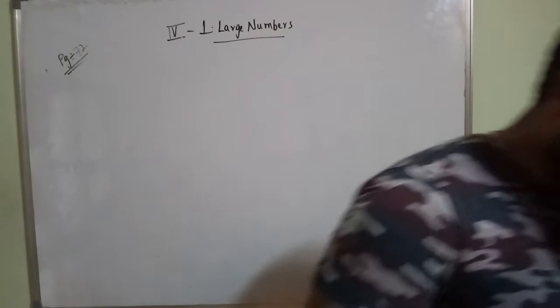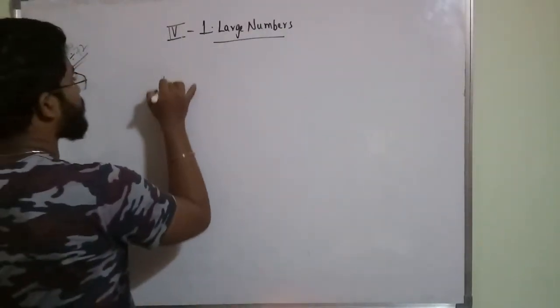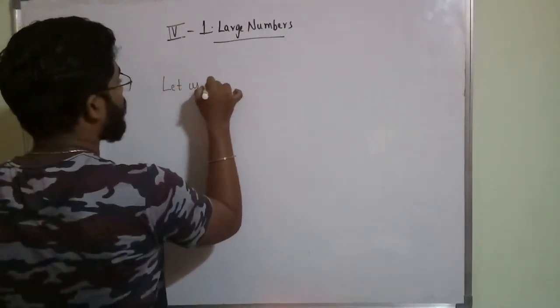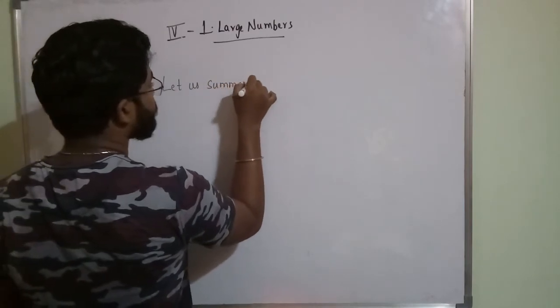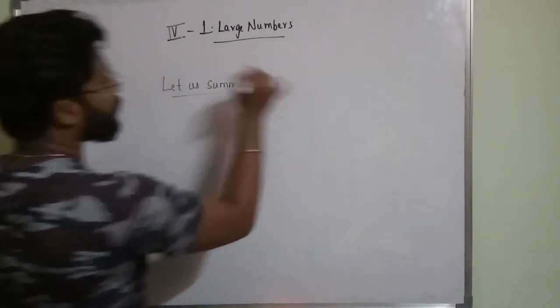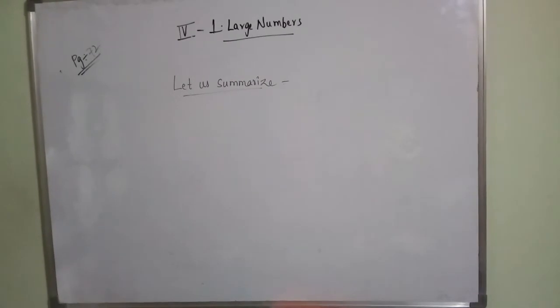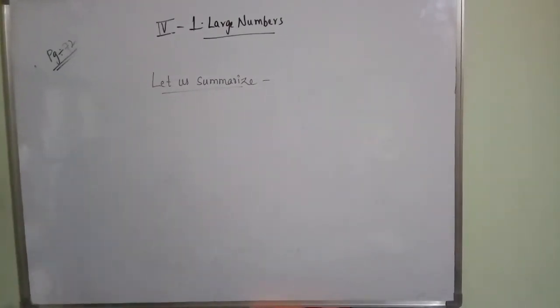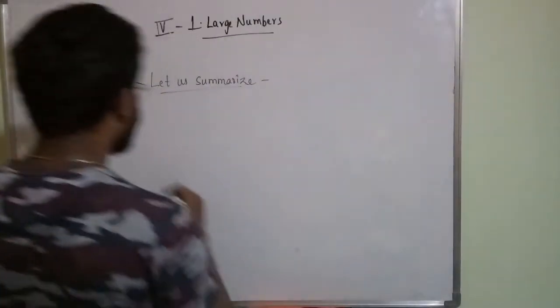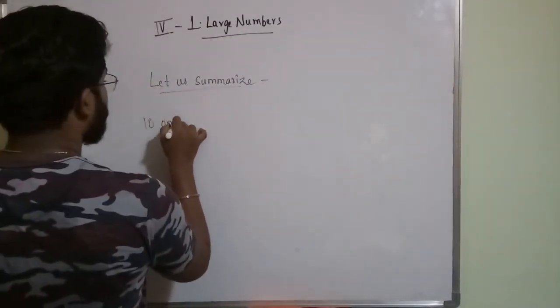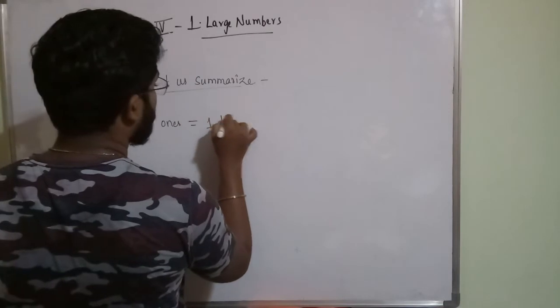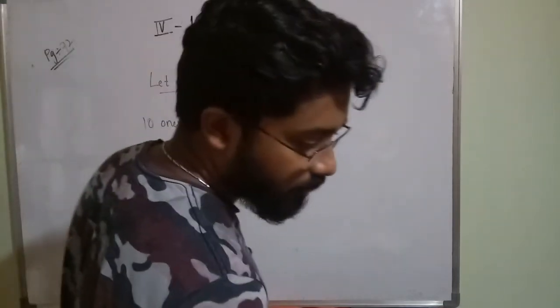Okay, so let us summarize. Below, one box is there, no? Let us summarize. Clear? So look at that box. What you will understand by that? In that box, what is given? 10 ones equal to 110. Okay, 10 ones equal to 110.